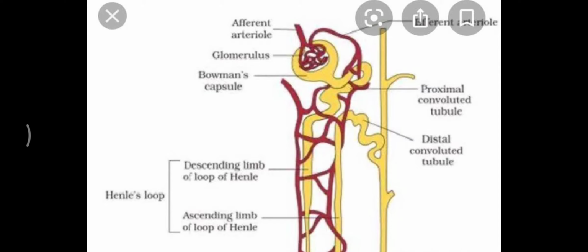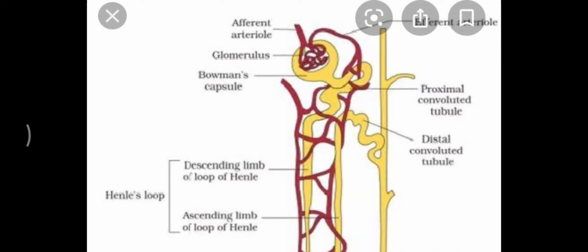Glomerulus, on the other hand, consists of capillaries that are present in the form of a tuft. So, they form the filtration unit. This capsule along with the glomerulus is called the Malpighian body. So, when we take the glomerulus and Bowman's capsule together, that is known as the Malpighian body.